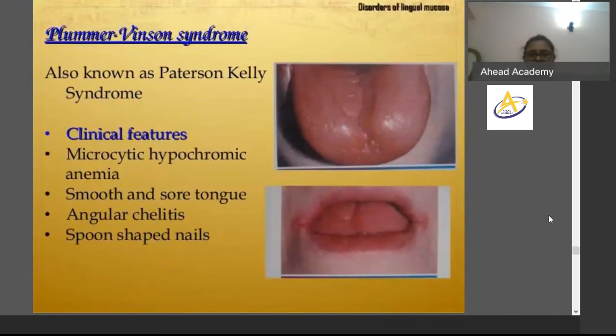Plummer-Vinson syndrome, also known as Paterson-Kelly syndrome. Clinical features क्या है? Microcytic hypochromic anemia, smooth and sore tongue, angular cheilitis, and spoon-shaped nails. Moving on.